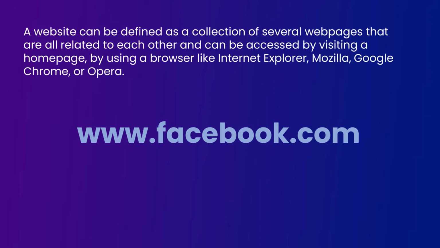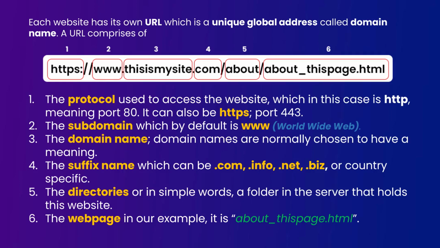And an example of a website address is Facebook. So we type it here in the address bar of the browser: www.facebook.com. Then you will see the website. Or for YouTube, it is www.youtube.com. So that is an example. Okay, so each website has its own URL.